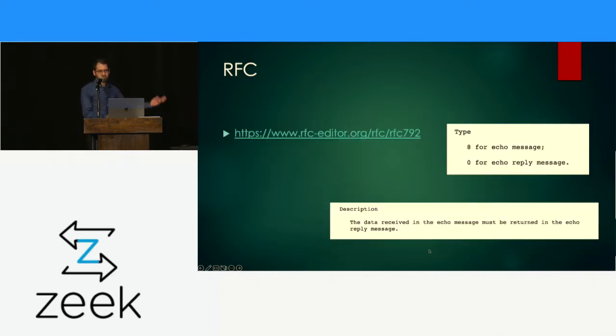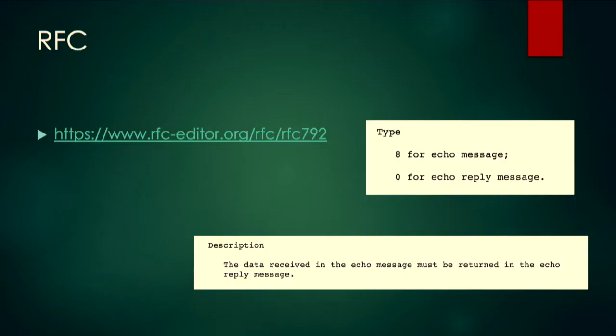The RFC for ICMP is 792. I know RFCs are pretty boring to read, but they've got some good info in there on what's expected from the protocols. The two types we care about are the echo message and the reply. And then this little blob here says that the echo reply must have the same payload as the echo message.